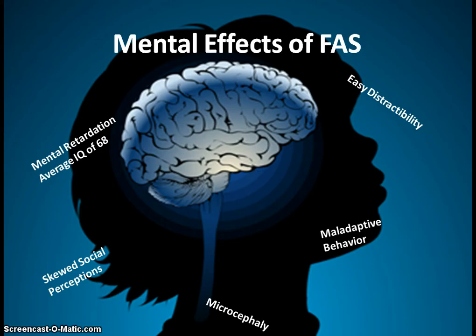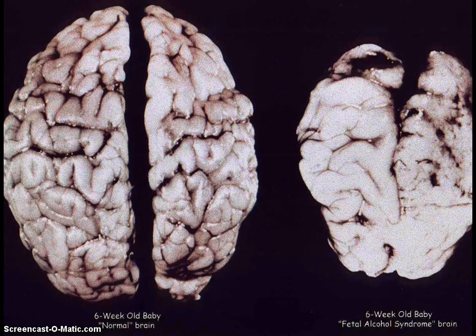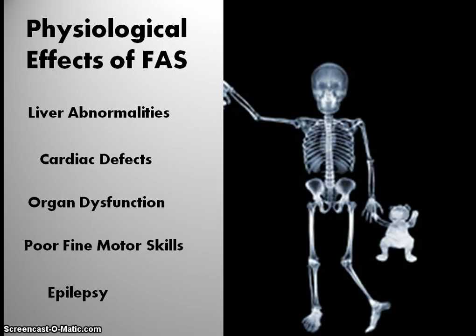The mental effects of fetal alcohol syndrome could be easy distractibility, maladaptive behavior, microcephaly, skewed social perceptions, as well as an average IQ of about 68, so mental retardation. Here you can clearly see how a brain's growth and development is retarded through alcohol. Liver abnormalities, cardiac defects, organ dysfunction, less developed fine motor skills, as well as the likelihood of developing epilepsy are linked to fetal alcohol syndrome.